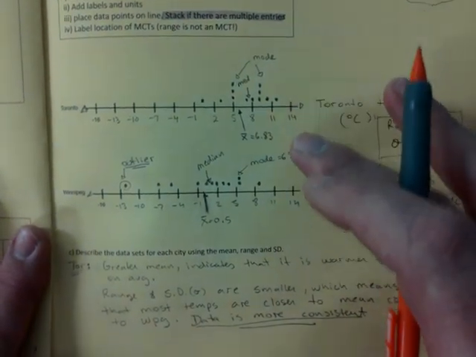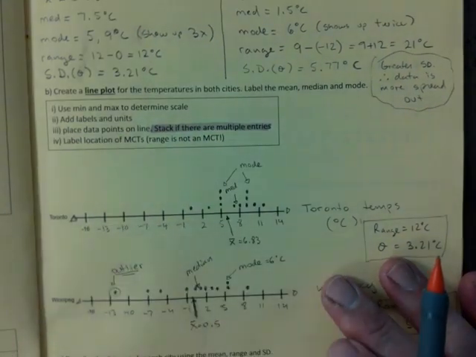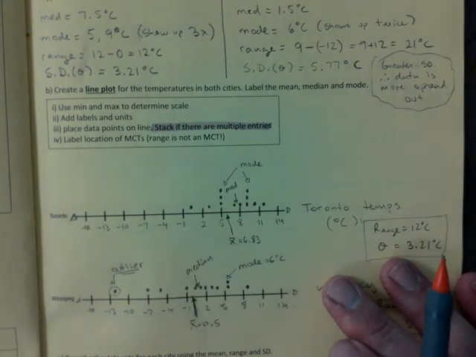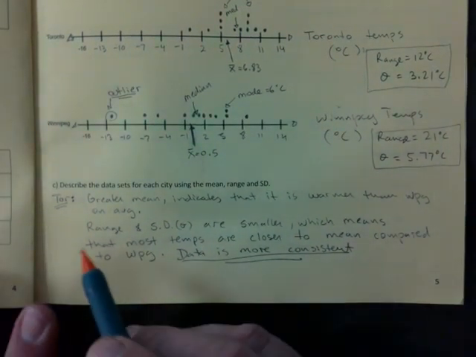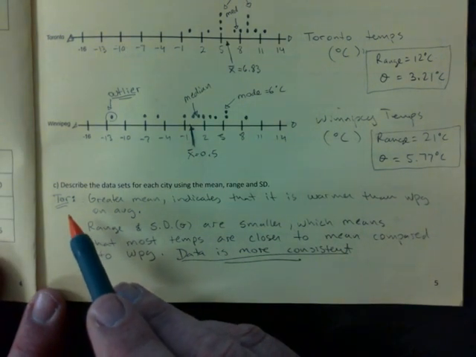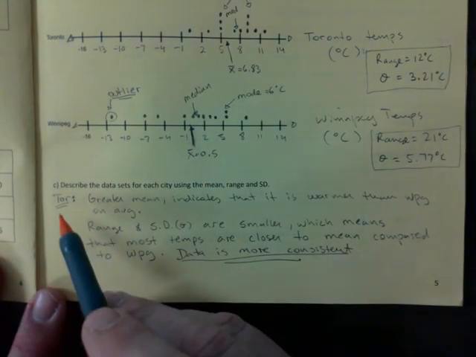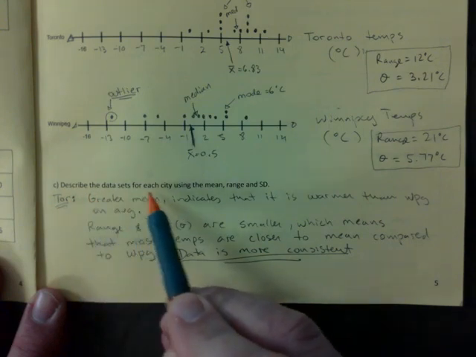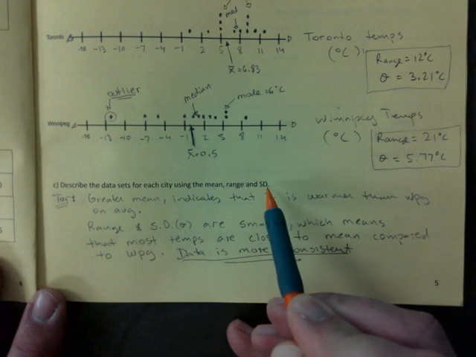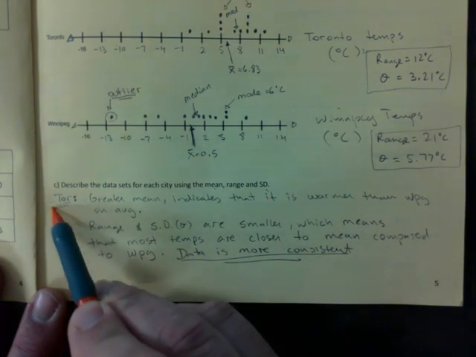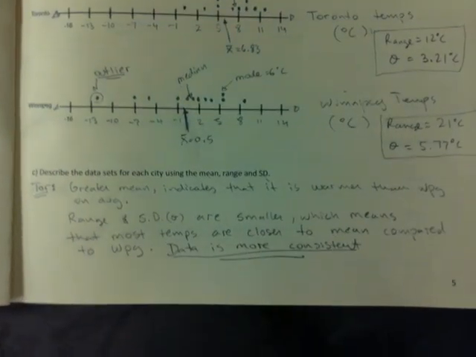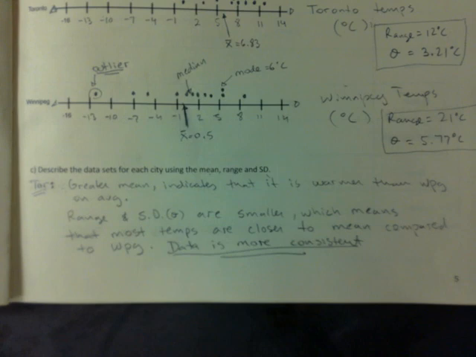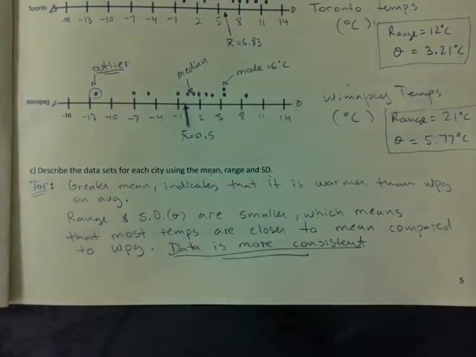So anyways, you should be able to see that everything is connected. The graphs, the standard deviation and the range, everything is connected. And then this, we ran out of time here, and it was a Monday for me, so I was a little rusty there. But describe the data sets for each city using the mean, range, and standard deviation. I focused on Toronto. So if you didn't write this down, it's important that you do.